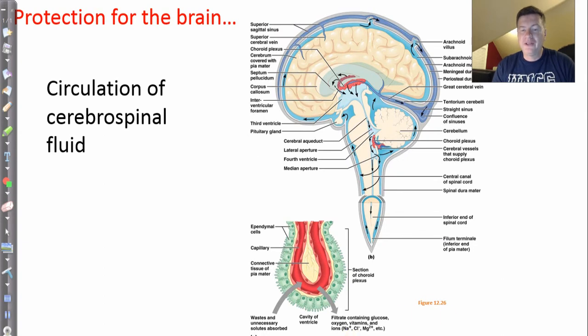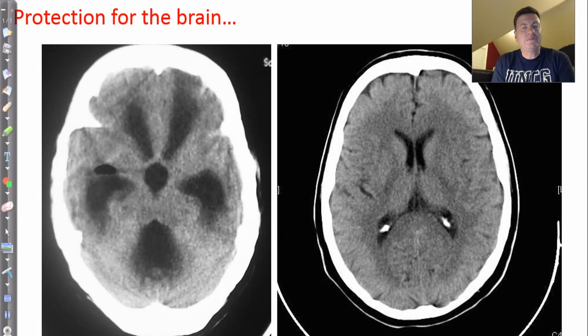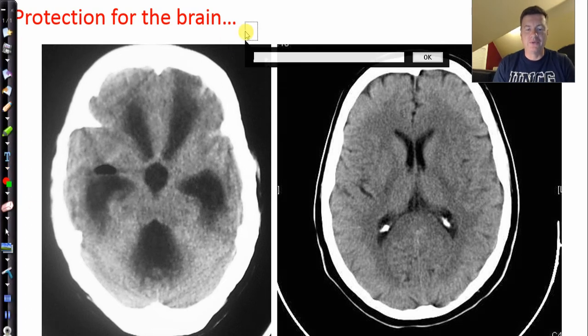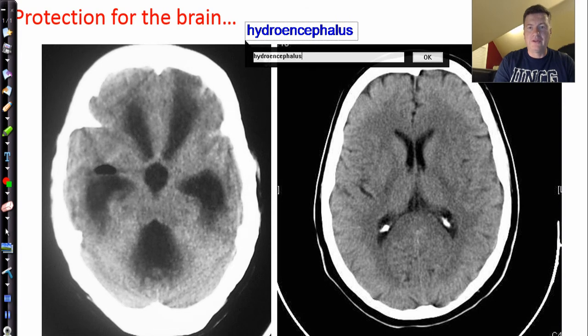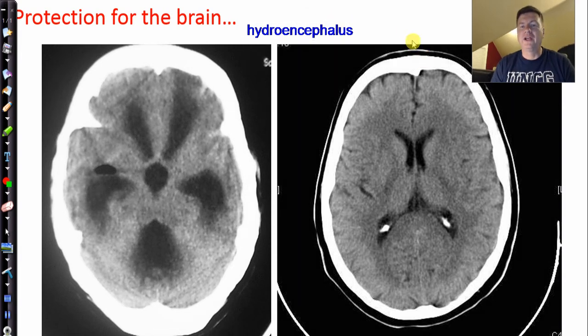This just shows you again the ependymal cells, and it also shows you the role that some of these cells have, which is to help serve as a filtering mechanism as well. Sometimes, though, that fluid doesn't leave the way it should, and you end up with a condition called hydrocephalus. This term literally means water on the brain. It's not really water on the brain, it's cerebrospinal fluid on the brain, but that's a lot harder to say.